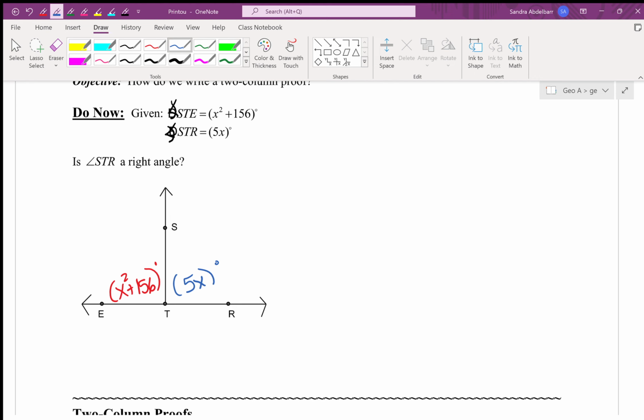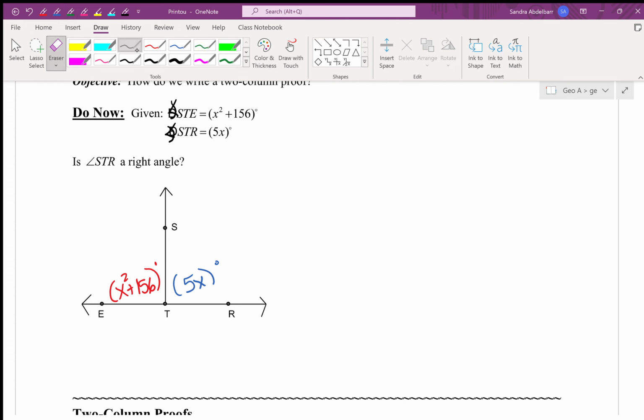Can I assume angle STR is a right angle? I see you all shaking your heads no. Good. We are not allowed to assume that angle STR is a right angle. Can I say that 5x equals 90? How many people say yes? How many people say no? Good. That's the same as saying angle STR is a right angle, right? We cannot do that.